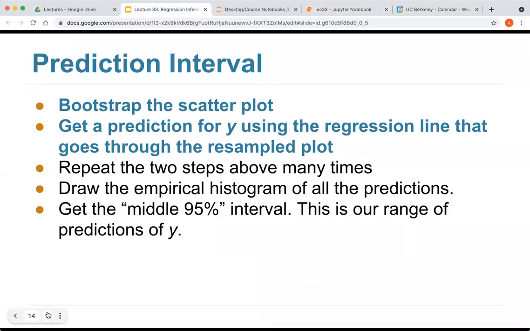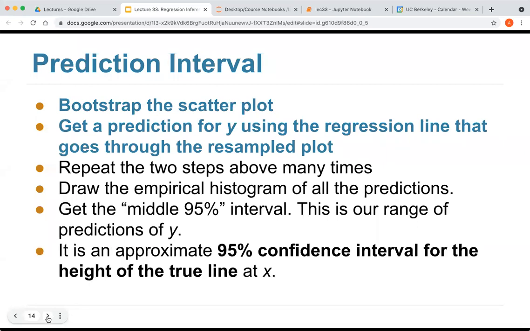You bootstrap your sample, you calculate a statistic, and you draw its distribution and pick off the middle 95%. Yes, it's a confidence interval. It's a confidence interval for what? First, that range is a set of predictions that we're making. We're saying that we think the height of the true line at x equals 300 is somewhere in this range. So this is a confidence interval for the height of the true line, the green line at x. That is something we're never going to be able to see, but our model says it's there, and we're guessing roughly where that is.